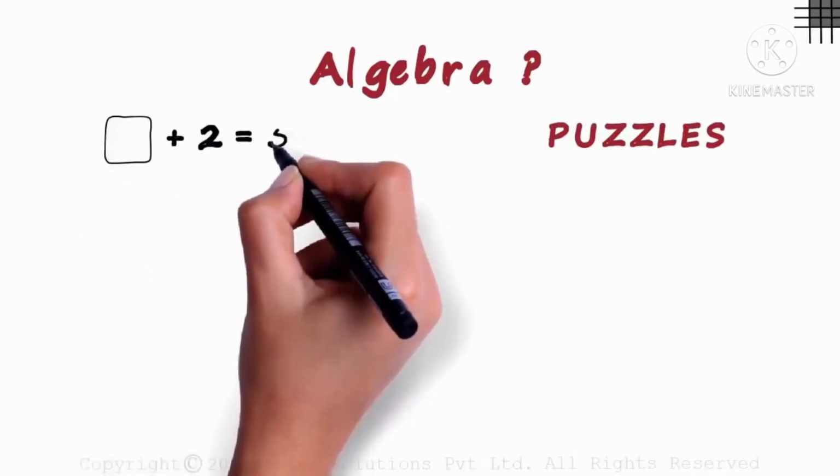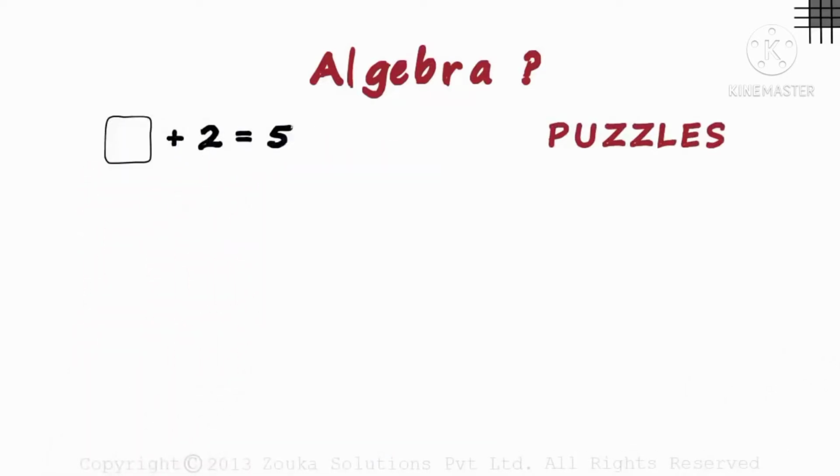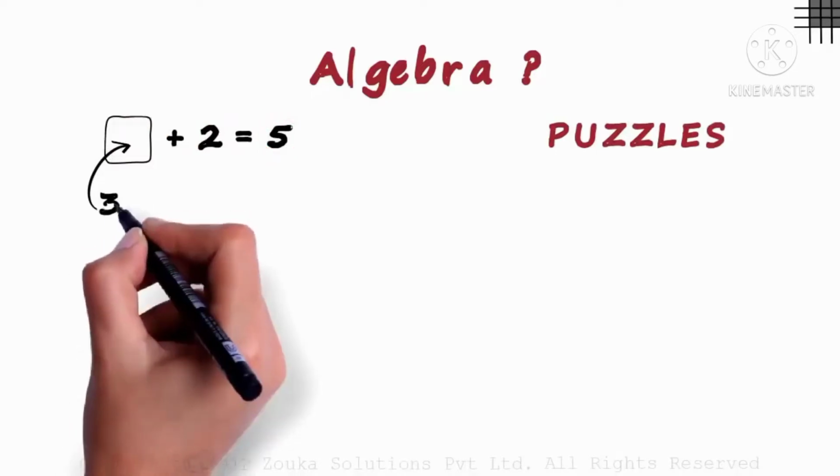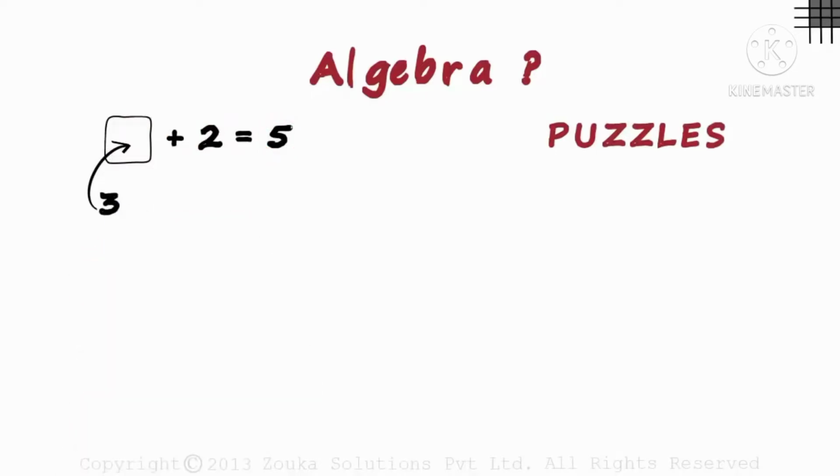Simple. It's all about puzzles. Here's one for you. This plus 2 equals 5. We just have to find the number in this box. Which number, when added to 2, gives us 5? Simple. It's 3. We can say that 3 plus 2 equals 5.